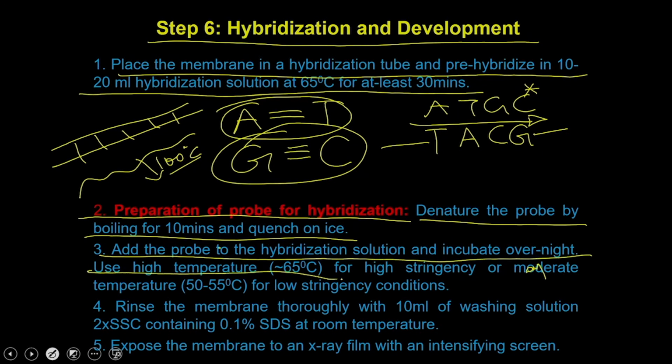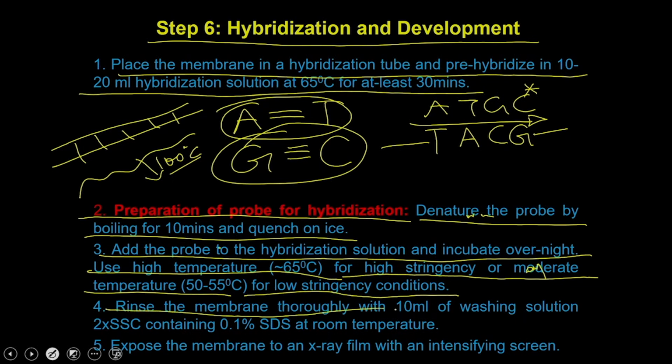Use high temperatures like 65 degrees Celsius for high stringency, or moderate temperature like 50 to 55 for low stringency conditions. So, depending on what kind of hybridization you are looking for, whether the sequence is very specific, you can use the high stringency conditions, like a temperature of 65 degrees Celsius or above, or you can keep the moderate stringency level like 50 to 55 degrees Celsius.